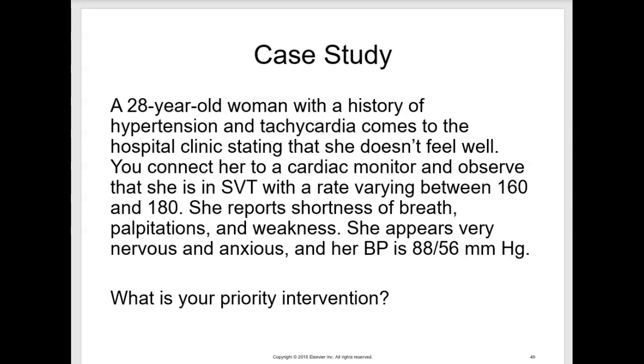So go ahead and read these questions and then pause while you're thinking about it. Go ahead and hit play and I will give you the answers again. So for this question, what is your priority intervention? The answer is oxygen should be administered 2 liters per nasal cannula.